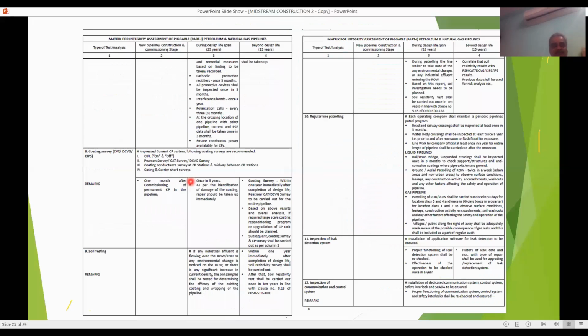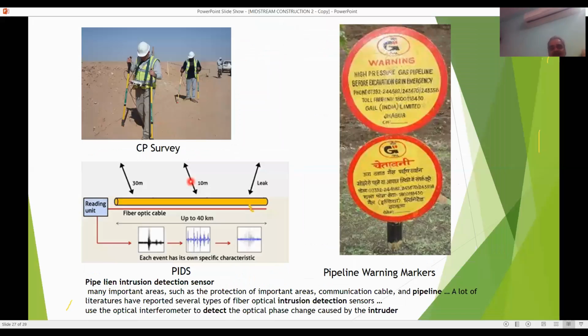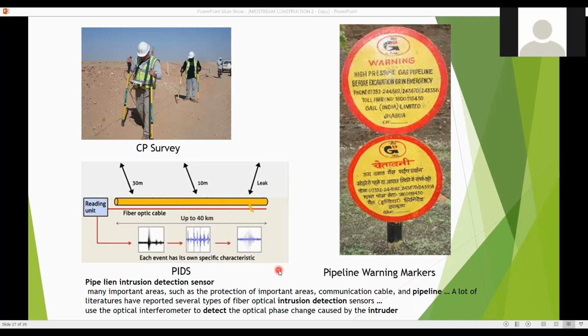After that, once it is completed, there should be signboards along the pipeline. There should be a CP survey, cathodic protection survey. Then PIDS, pipeline intrusion detection sensor. There are many important areas such as the protection of important areas, communication cables and pipelines. This PIDS we have discussed earlier already.